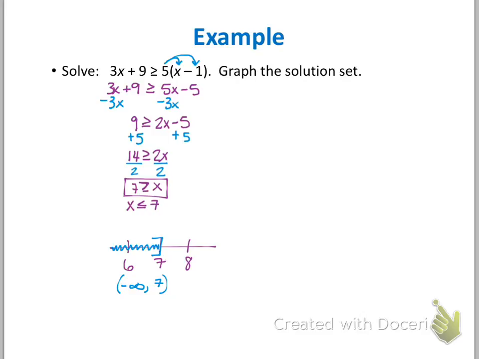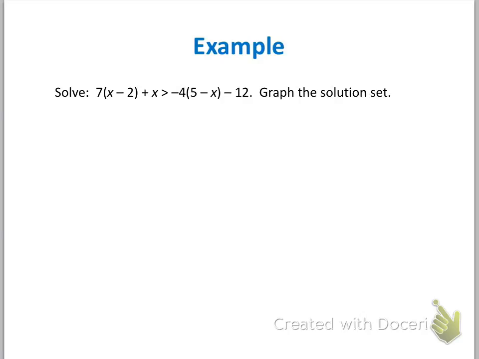I bet you guys are doing okay with this. Not too bad, right? Let's do one final example. Let's see how challenging we can make it. Why don't you pause it and give it a try on your own? Okay, again, we're going to need to distribute first. I'm going to draw a line down the middle because this is big and messy. I want to keep it straight.